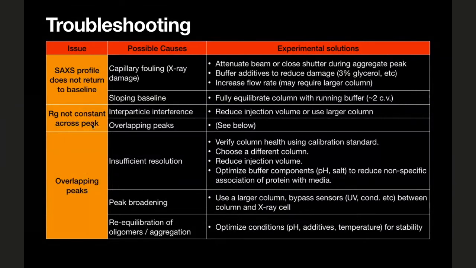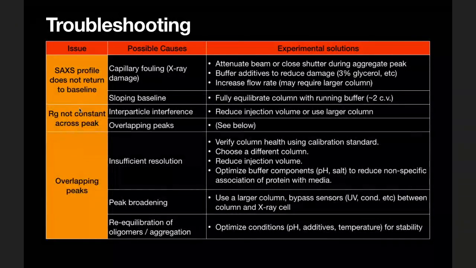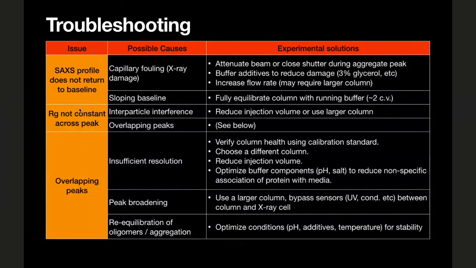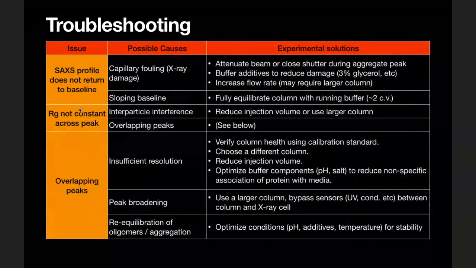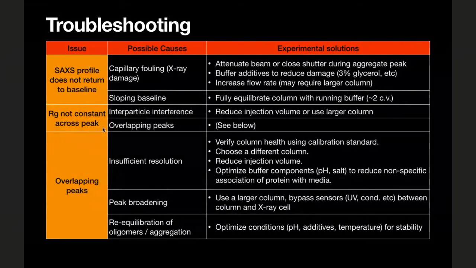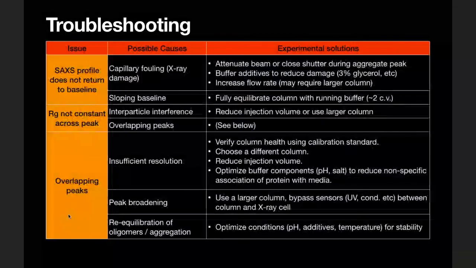The other thing that can happen is you could have Rg not constant across your peak. And that may be caused by interparticle interference if your protein concentration is very high. Or it could be that you have overlapping peaks. So there's actually multiple different species eluting that are in an overlapping region. And yeah, these overlapping peaks can be a real problem.